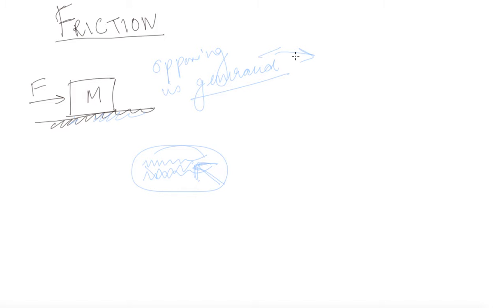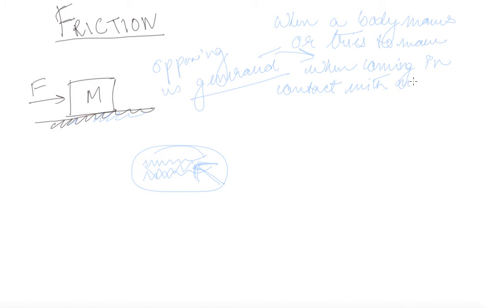So what you can say is that an opposing force that is being generated when a body moves or tries to move, when coming in contact, please keep in mind this should be physical contact, when coming in contact with another body, that type of resistive force is friction. Now you can use this definition in your examination.